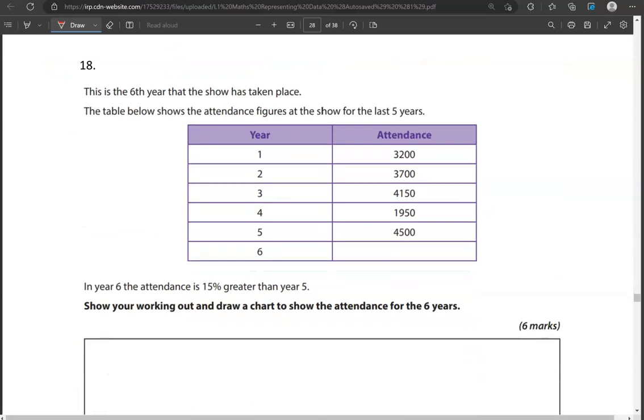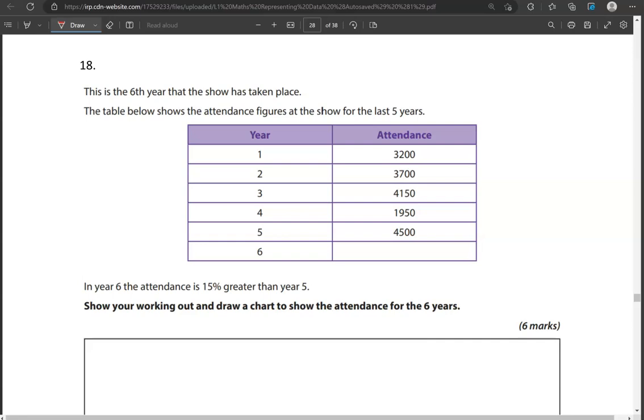This is the 6th year that the show has taken place, so this question links to a previous one, but it doesn't really matter, and you can still answer the question. The table below shows the attendance figures at the show for the last 5 years. In Year 6, the attendance is 15% greater than Year 5. Show your working out and draw a chart to show the attendance for the 6 years.